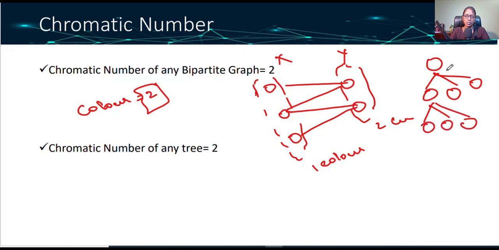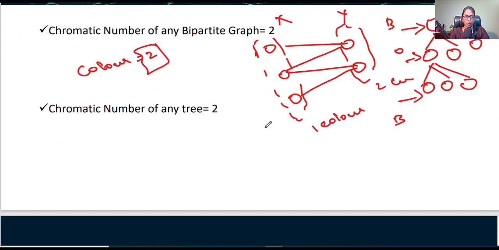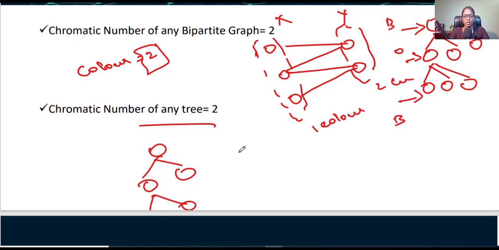So this and all I can give blue, and this I can give orange, and this I can give blue. A tree is also a bipartite graph, so the chromatic number of a tree is also 2. Here it is given, the chromatic number of any tree. This one is also a tree, and this is also a tree. So the chromatic number of any tree is 2.